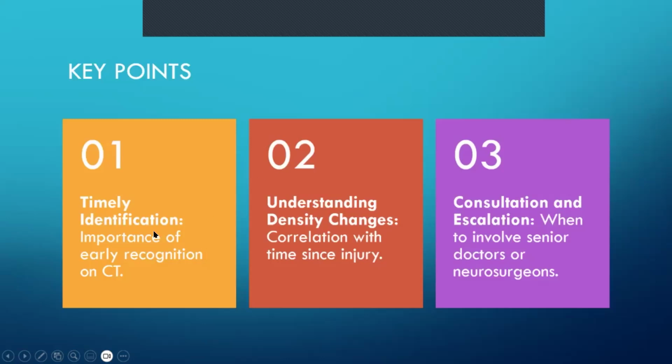So the key points: identify things quickly, recognize when you need a CT, and make sure that you do it. Understand density changes, so correlation with the time since injury is one of those things that you need to know, and consultation and escalation. So if you do find something, don't just be happy that you found it. Make sure you involve somebody who can do something about it, be it a neurosurgeon, be it a general surgeon, trauma department, somebody who can actually take it further and help to save the patient's life, hopefully.